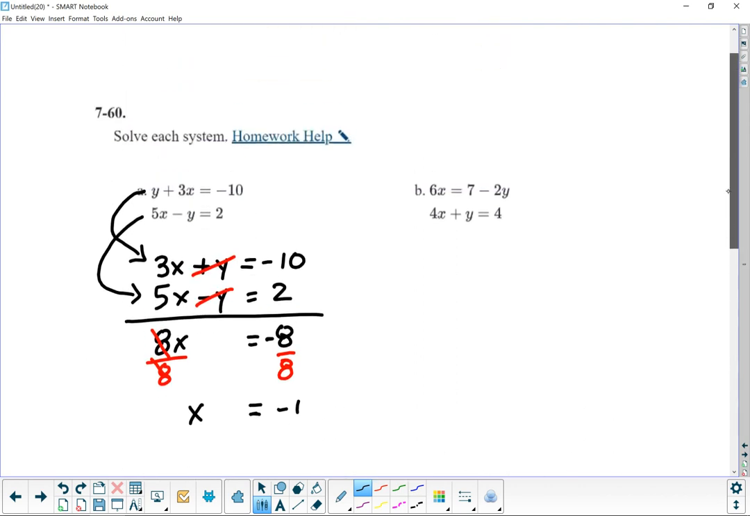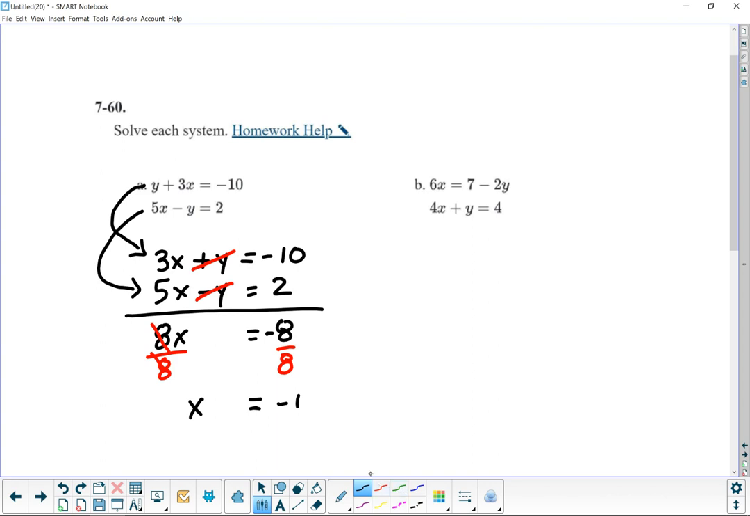Now if x is negative 1, then you need to just plug it in and figure out what y is. You can use any equation you want. I'm going to use the bottom equation. So if I put negative 1 in for x, 5 times negative 1 makes negative 5. So negative 5 minus y equals 2.